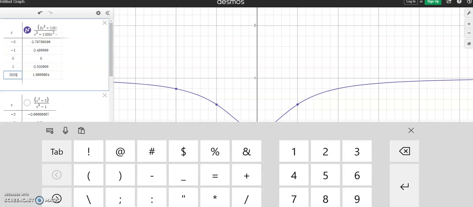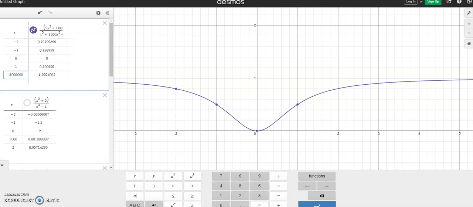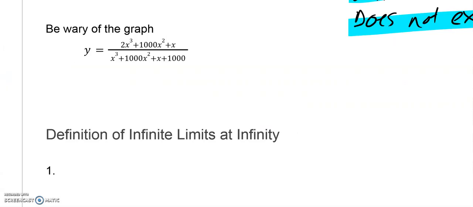What about 1.6, 20,000, 200,000, 1.99, 2 million, 1.99. Actually, as it increases, it gets closer and closer to 2, right? Because those values are so big, you just have to be careful.